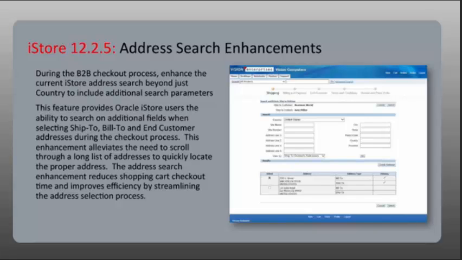And they came back and said it would be best if we could filter on additional fields, such as site or site name, or address line 1, 2, 3, or 4, or postal code, zip code, and so forth, such that we could get to the right address very quickly and easily, select that, and then continue on the checkout process. So we did that, as I mentioned, for our ship to, bill to, and end customer screens while going through and putting items into the shopping cart and checking out.